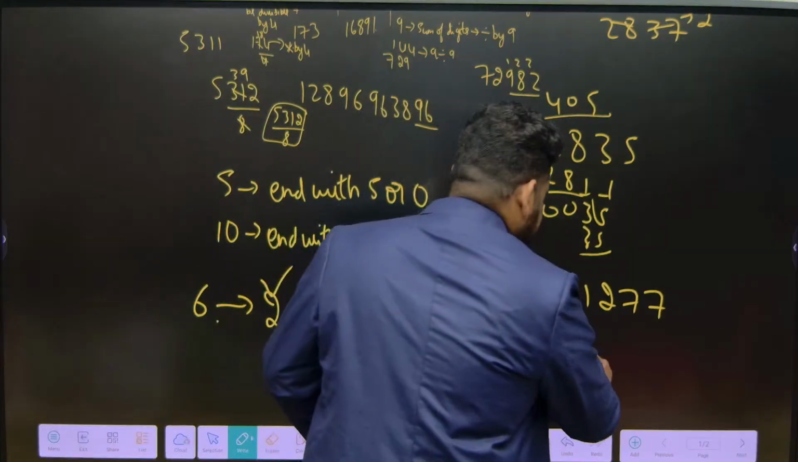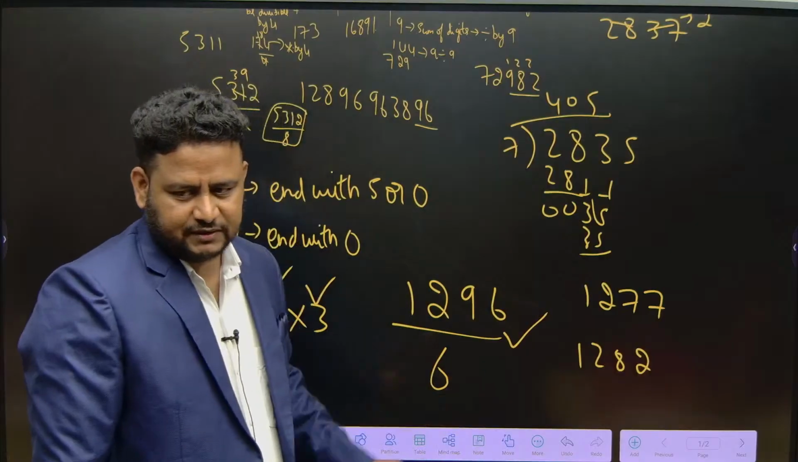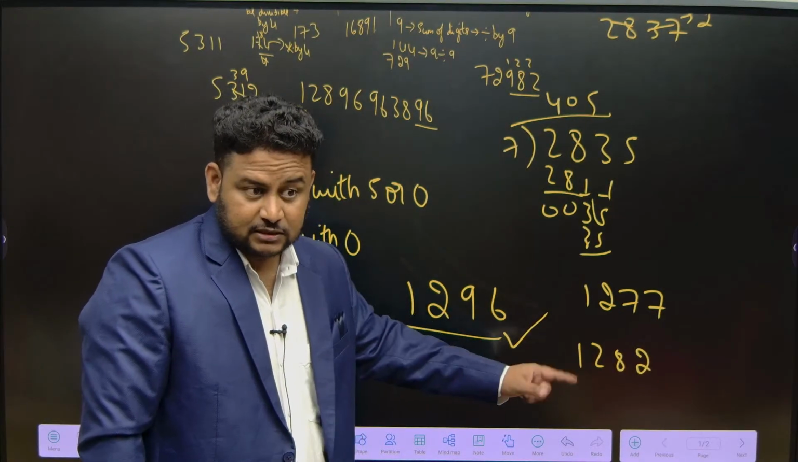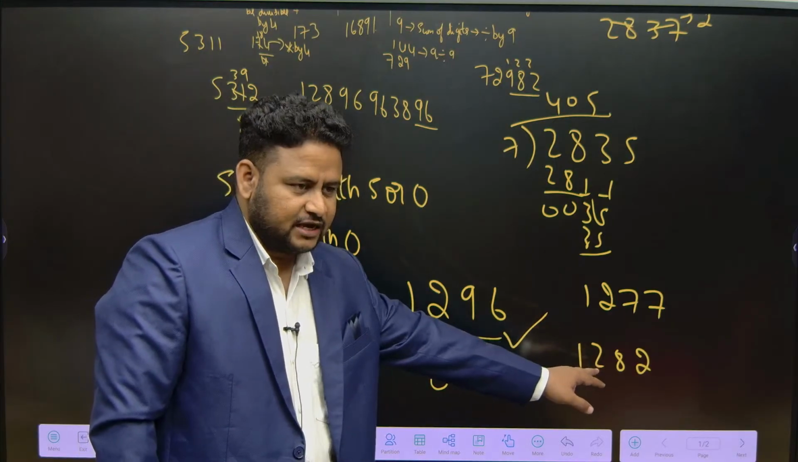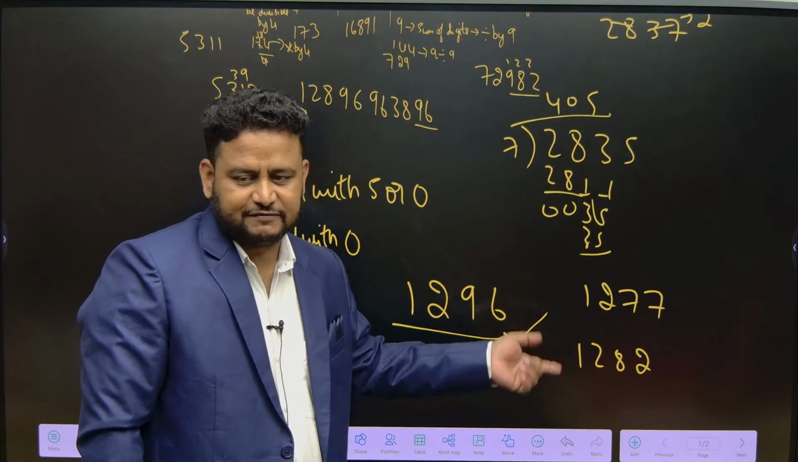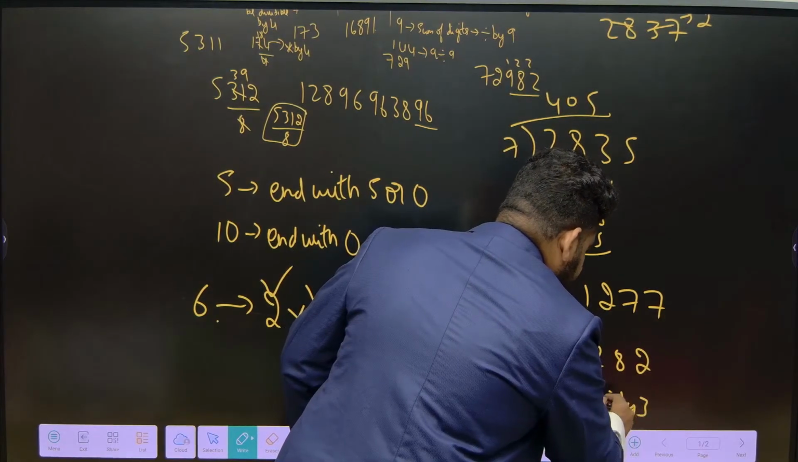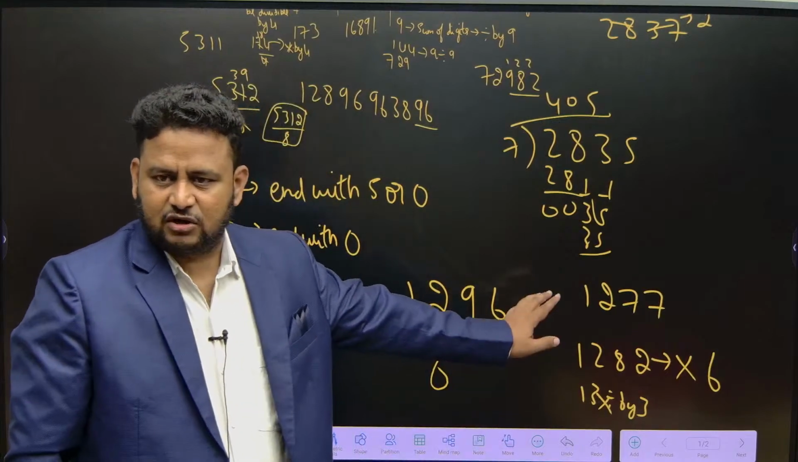Suppose I give something like this, 1282. Now check here, first of all it is an even number, so there is a possibility. Now check for 3. Divisibility by 3, what you should do? You should add it. 8 plus 2 is 10, 10 plus 2 is 12, 12 plus 1 is 13. 13 is not divisible by 3. So that means this entire thing is not divisible by 6.